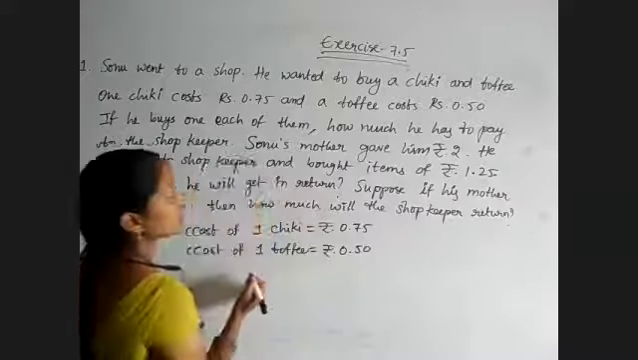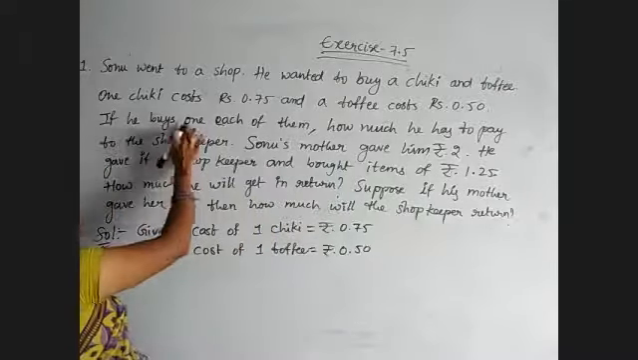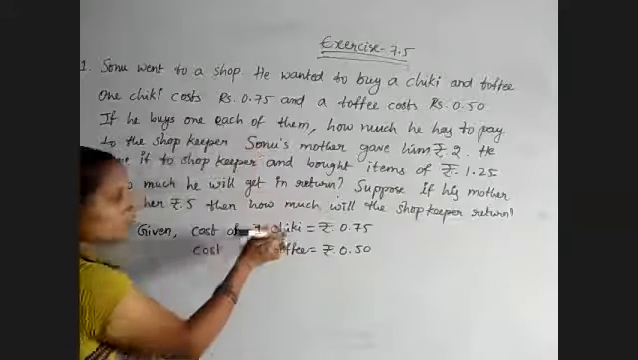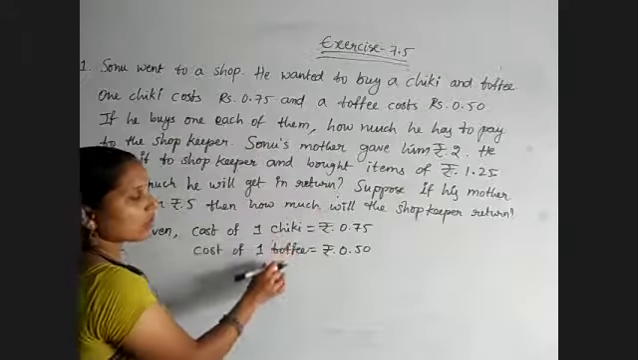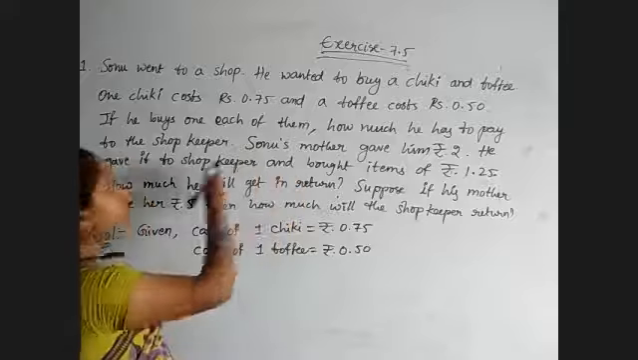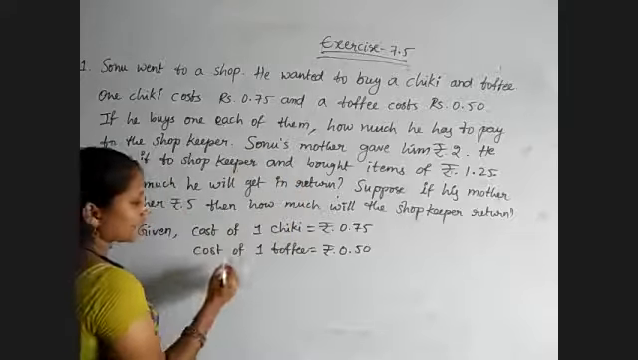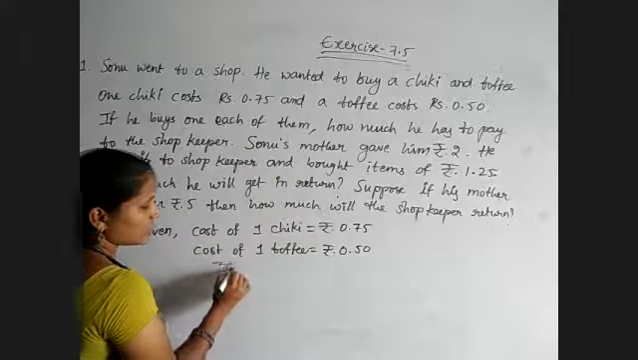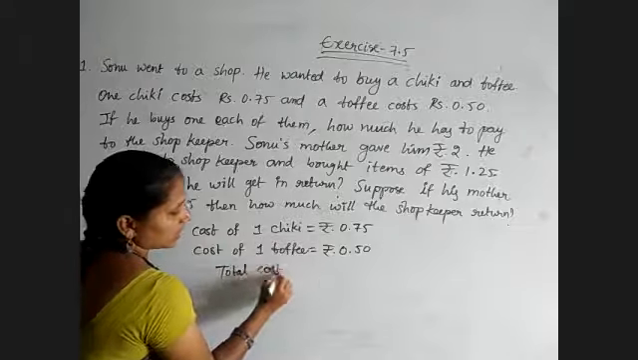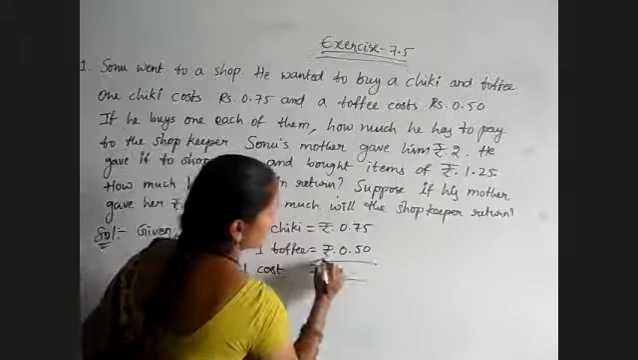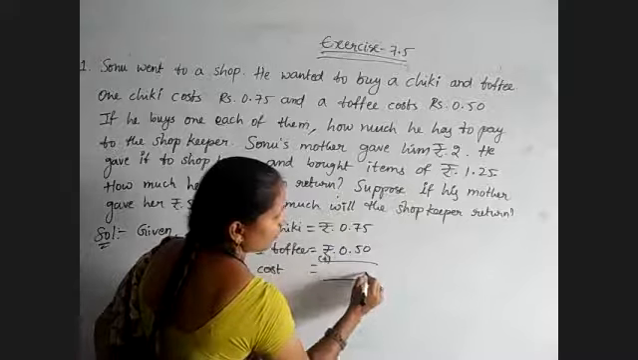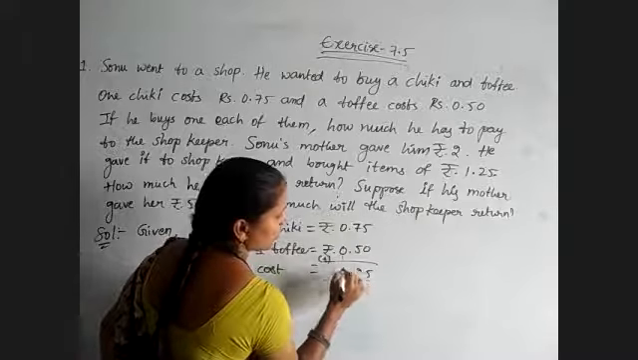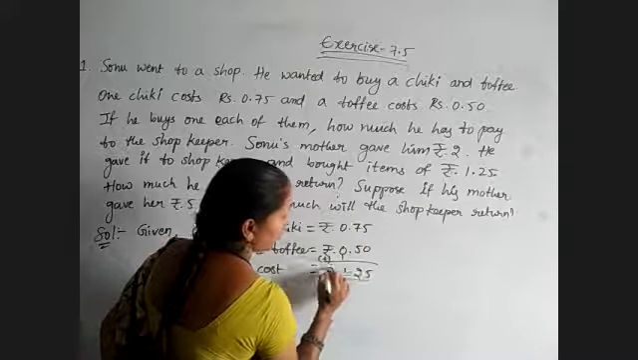Now total cost. If he buys one each of them, means one chicky as well as one toffee, how much does he have to pay to the shopkeeper? So first of all, find out the total cost of these two items. Total cost is equal to addition: 5 plus 7 is 12, 1, so 1.25 rupees.